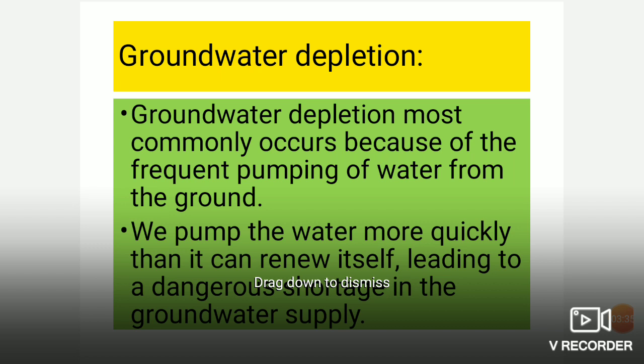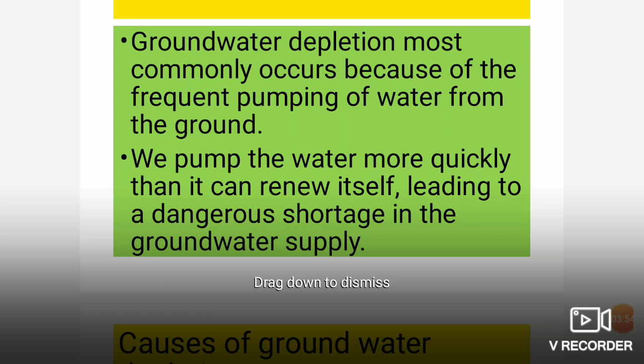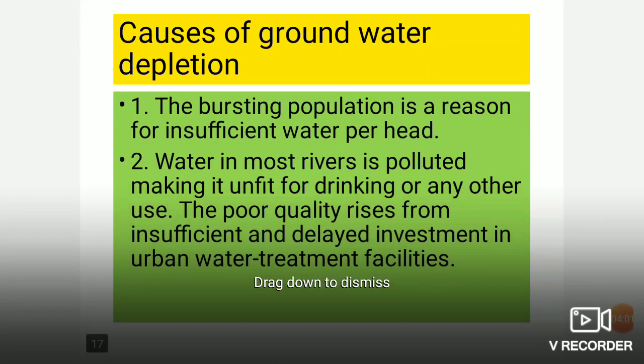Groundwater depletion. Nowadays the population is increasing day by day, so all the uses will increase. When we use anything more, the amount will decrease. Groundwater depletion most commonly occurs because of frequent pumping of water from the ground. We pump the water more quickly than it can renew itself, leading to a dangerous shortage in the groundwater supply. The bursting population is one of the reasons for insufficient water per head.